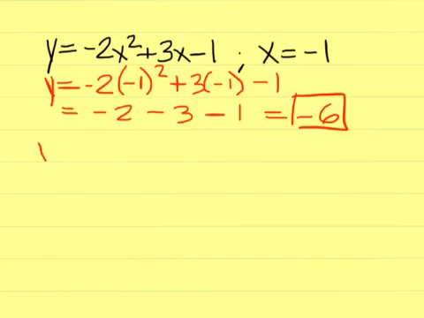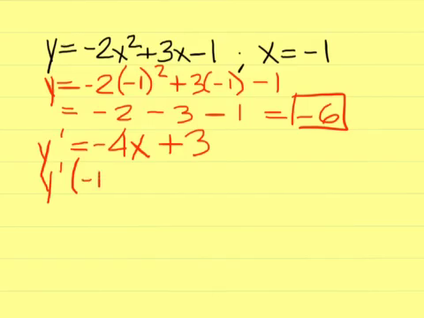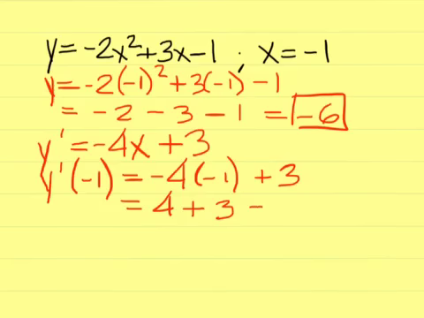And then next you need to find y prime, which would be the first derivative. And when you do that, you're going to have a negative 4x plus 3. And the back end drops off of that. Alright, now evaluate y prime for the value of x, which is negative 1. So negative 4 times negative 1 plus 3. And you should come out with 4 plus 3, which is 7.